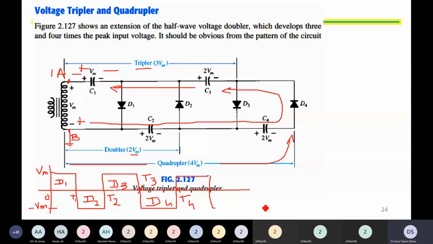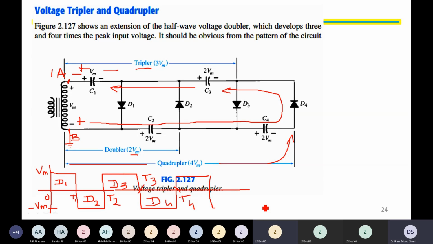The current will not reduce because at one point there is VM and at the other point there is 2 times VM. So we are always getting a voltage potential, and our current needs a voltage potential to pass through. We will get a current only when there is a voltage potential. So in this case, naturally we are getting voltage potential and hence we are getting a current.